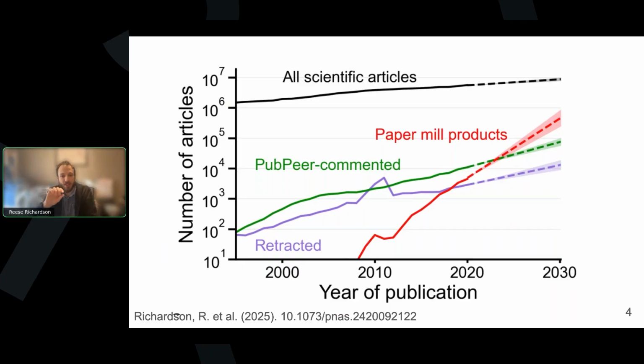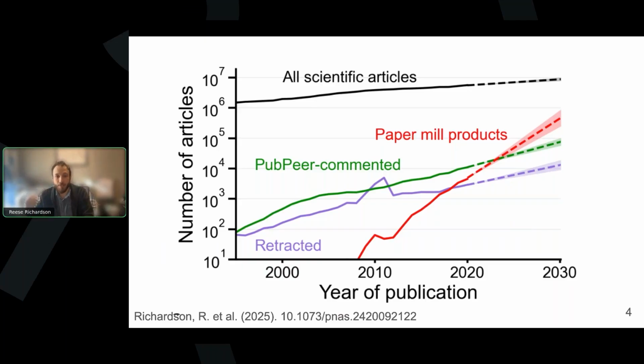So the number of all scientific articles is on the top. And then you can see that the number of retracted articles is doubling about every 4 years, as well as the number of PubPeer commented articles. And we'll get to what PubPeer is in a second. But then we also collected from a number of sources an aggregate corpus of suspected paper mill products. And this is probably just the tip of the iceberg of what is actually out there in terms of what paper mills are producing. And that aggregate corpus we found to be doubling every year and a half.